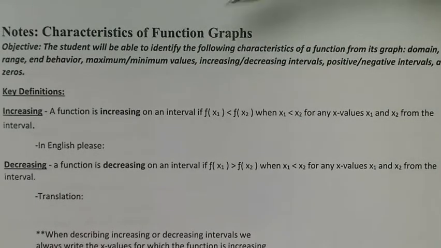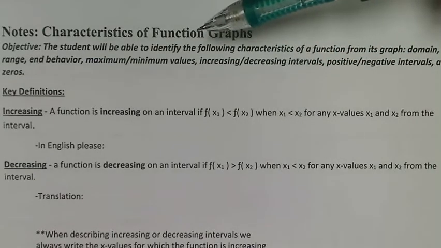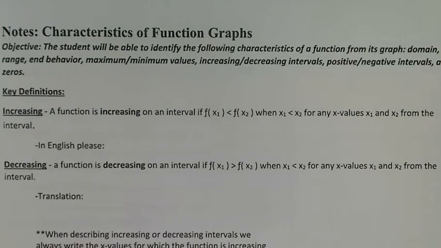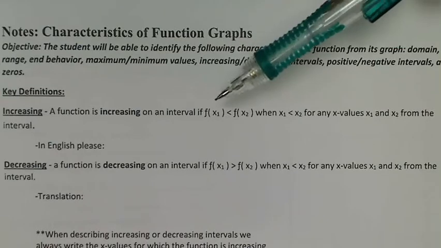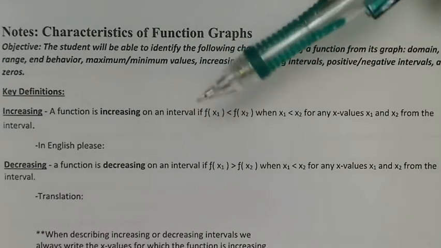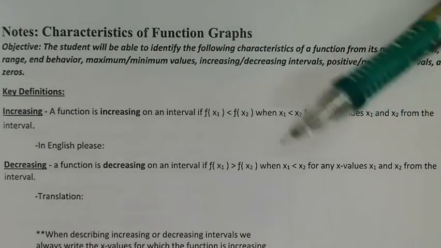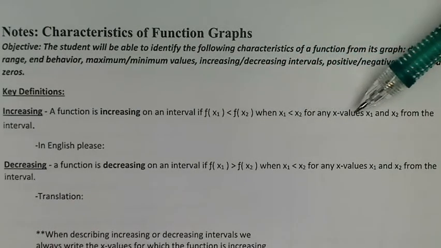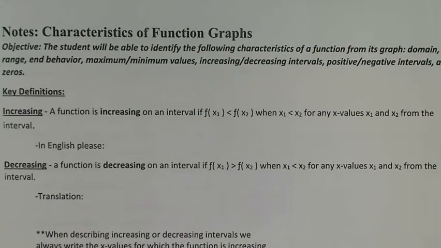So we'll start with a definition of increasing. What does it mean for a function to be increasing over an interval? I gave you the mathy, very hard to understand definition because I want you to see it, and I want you to be able to someday hopefully read these things and interpret what they're saying. I will translate it into plain English after we have a little discussion on what it's saying. So a function is increasing on an interval if f of x1 is less than f of x2 when x1 is less than x2 for any x values x1 and x2 from the interval. So that probably made your eyes cross.